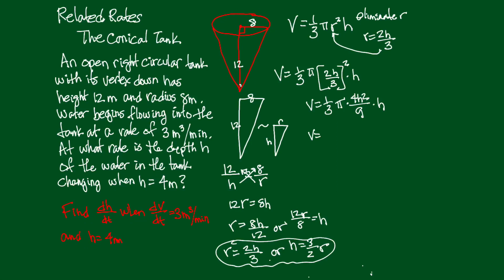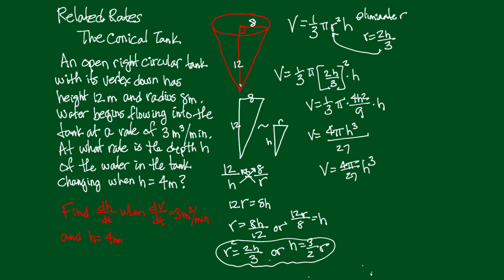This will give us that V is equal to, now what are we going to get here? I'll get 1 times pi times 4, that's 4 pi, and then I'll have h squared times h, which is h cubed. And the bottom, we're going to have the 3 times the 9, giving us a 27. Okay, now I'm just going to rewrite this a little bit. I'm going to send that h cubed out. So I'm going to have 4 pi over 27 h cubed. So there's my relationship that I'm looking for.